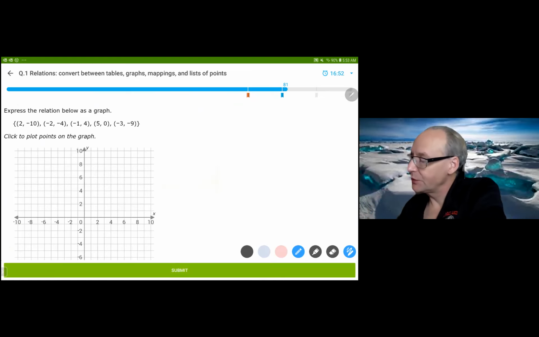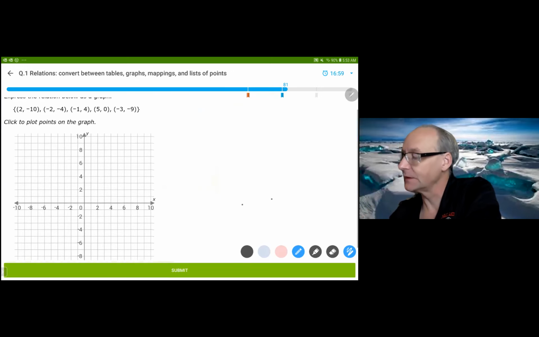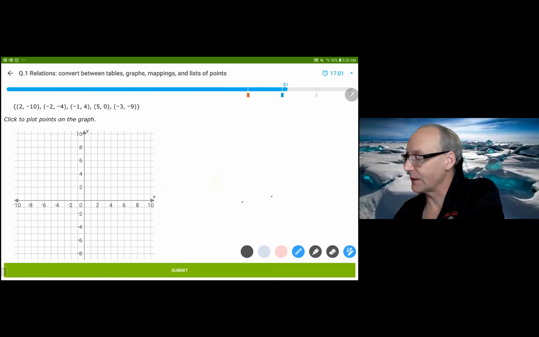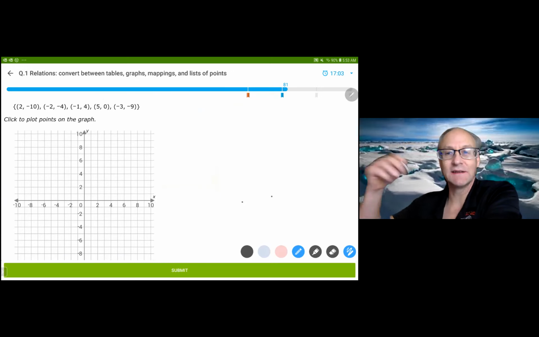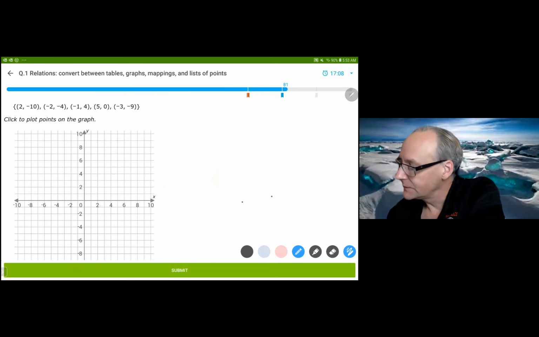All right, express the relation below as a graph. So we're supposed to just graph the points. Oh, nice. That's good. Okay, so good practice graphing points. I like the connect the dot graphs for my kids better, but this one's fine. So it looks like I can't graph this one yet.